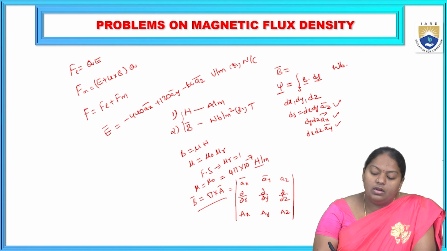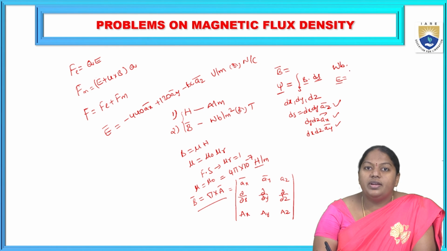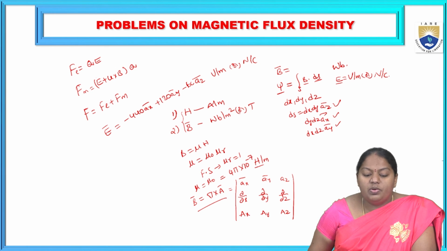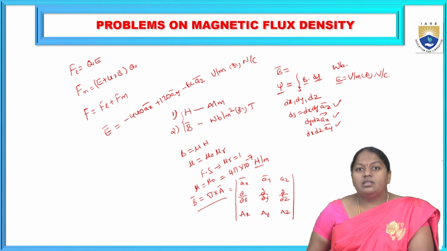Okay, in the last sum we have evaluated the equation for electric field intensity E, and this is to be measured in volts per meter, or sometimes Newton per coulomb also. Okay, so this is the way we have solved some of the problems based upon magnetic flux density and magnetic field intensity. Okay? Thank you.